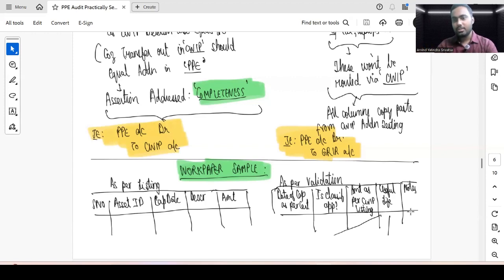But an entity needs to have a basis or a backing as to why it is taking a useful life that is different from that prescribed in Schedule 2. If that is there, everything is perfectly fine and you're good to go. I hope you understood this, guys.